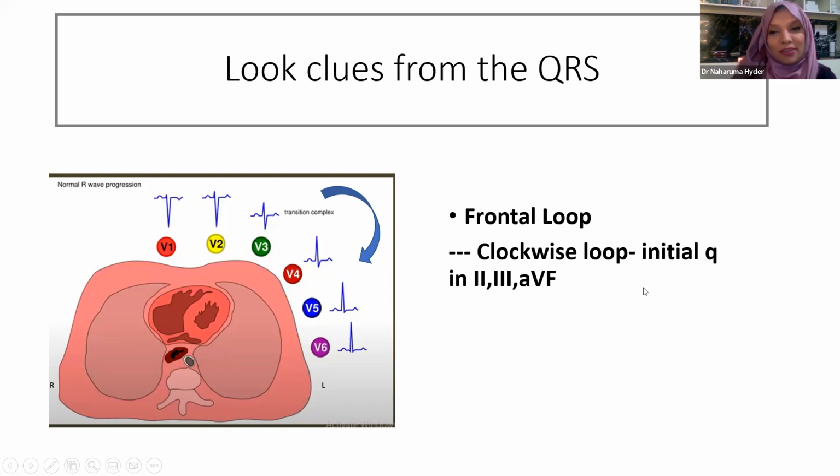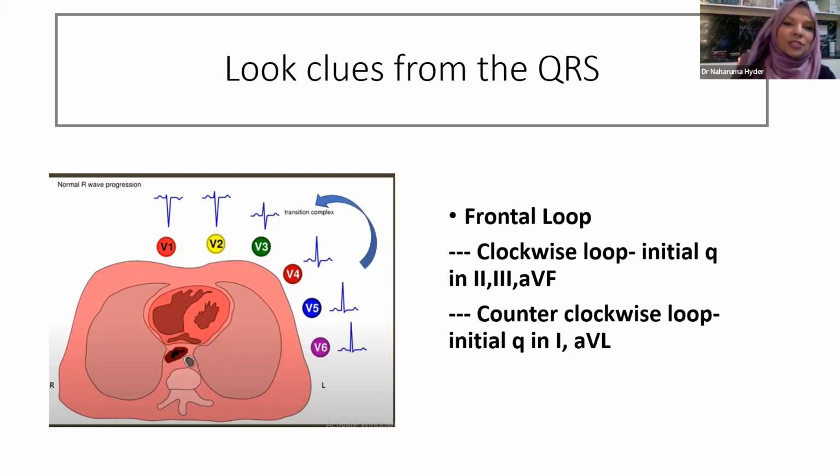And what is evident by this in the ECG? We get a small Q wave in the inferior leads, like leads 2, 3, and aVF. And what is a counterclockwise loop? If this transition, that means the equiphasic RS, is happening earlier, that is a counterclockwise loop. And this is evident in the ECG as a Q wave in the lateral leads 1 and aVL. So a clockwise loop is a Q wave in the inferior leads and a counterclockwise loop is in leads 1 and aVL.